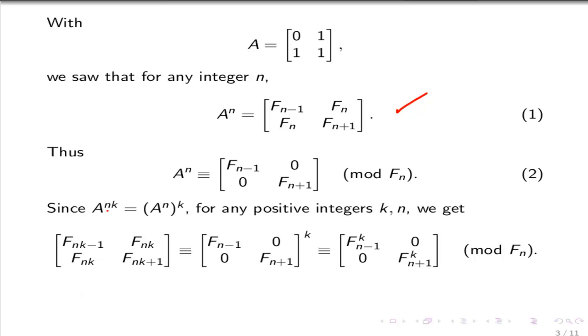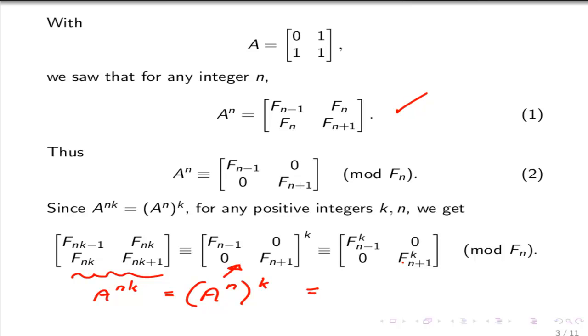So since A to the nk is A to the n raised to the kth power, what does that imply? Right here I've got the matrix A to the nk. That's just the formula we saw last time with nk in place of n. And then I'm going to say that is equal to the matrix A to the n raised to the kth power. But the matrix A to the n is this diagonal matrix when we view it mod Fn. So this is this diagonal matrix raised to the kth power, and it's very easy to raise a diagonal matrix to the kth power. We just raise each entry to the kth power, and thus we have a matrix identity.